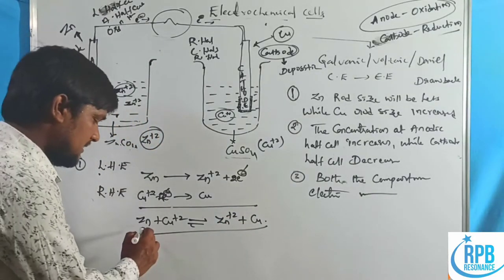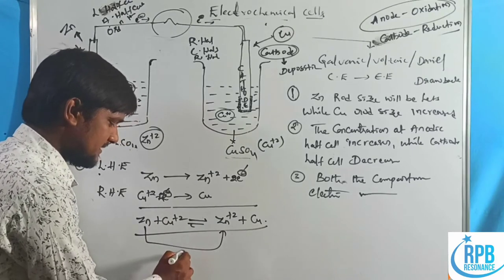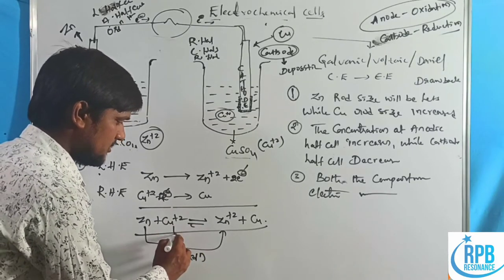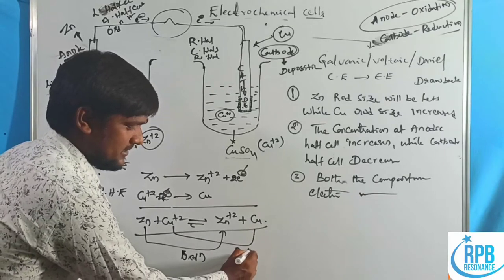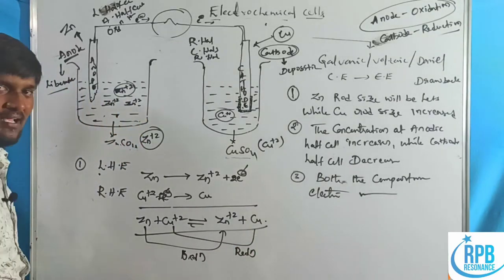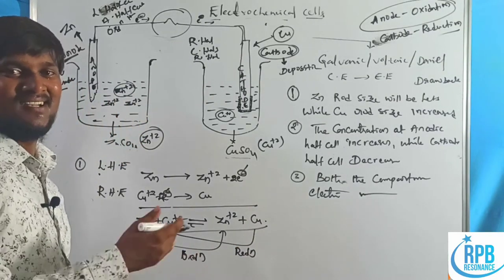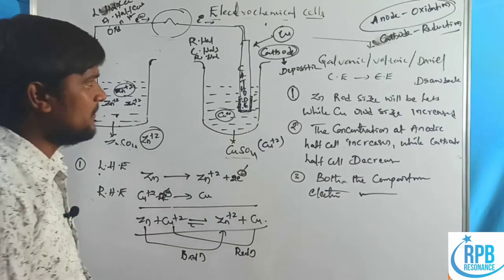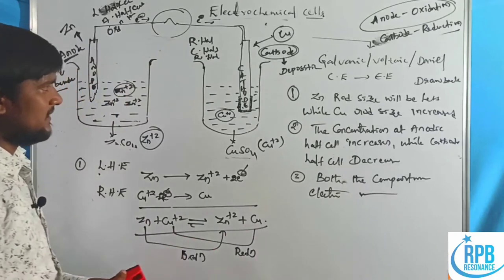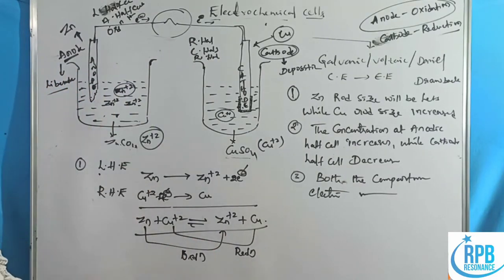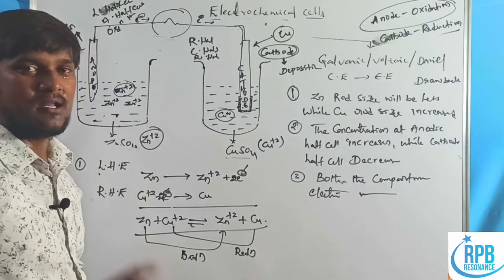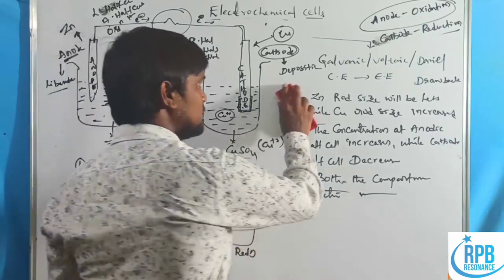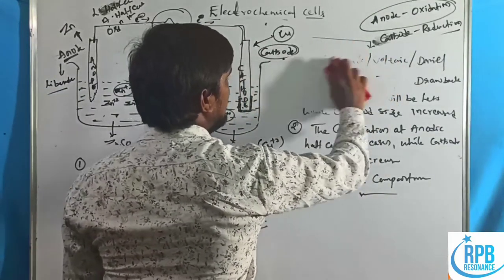Here the oxidation state of zinc increases, so it is an oxidation reaction. Copper plus 2 going to copper is a reduction reaction. This is the simple way of recognizing oxidation and reduction reactions in an electrochemical reaction. Now this is the simplest thing we observed in the electrochemical cell, but there is one drawback. Now let us discuss the drawback of this wire method.